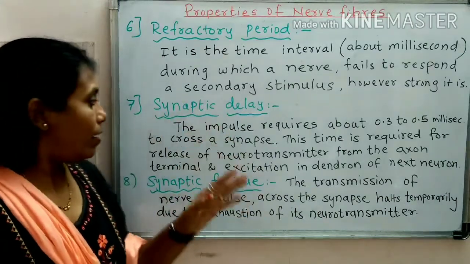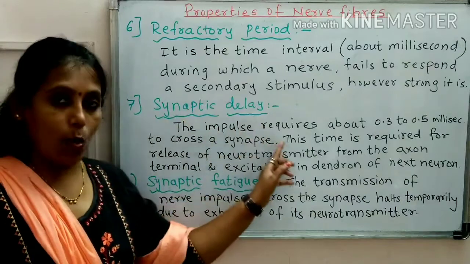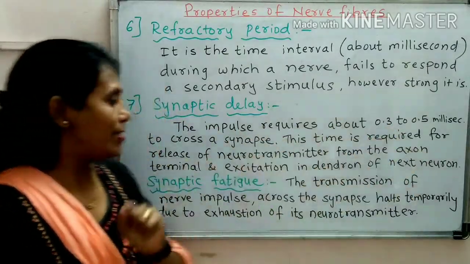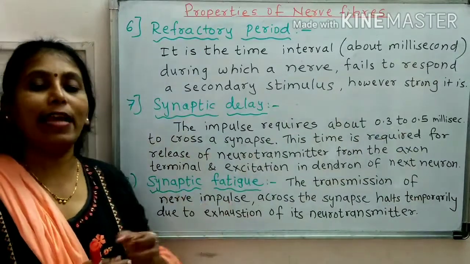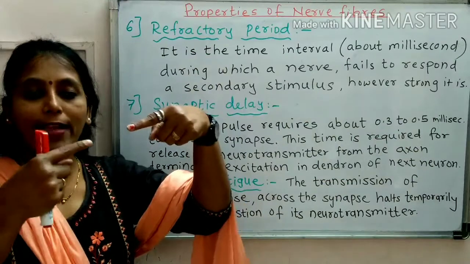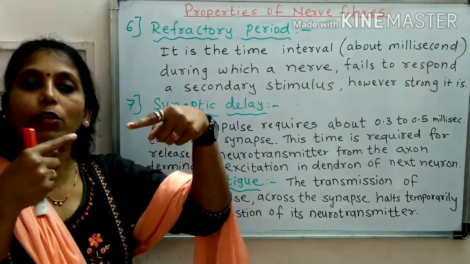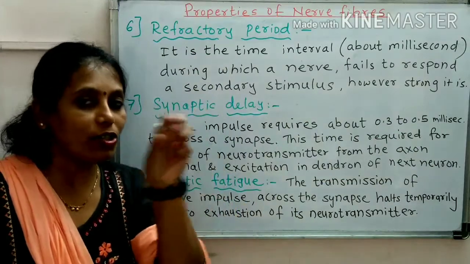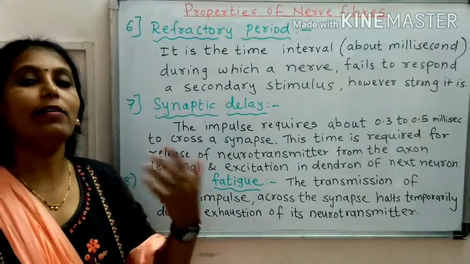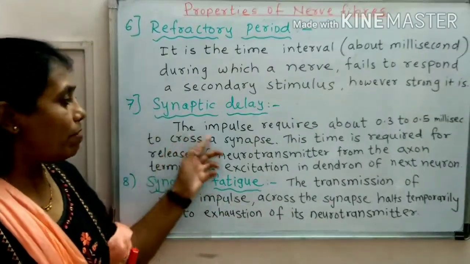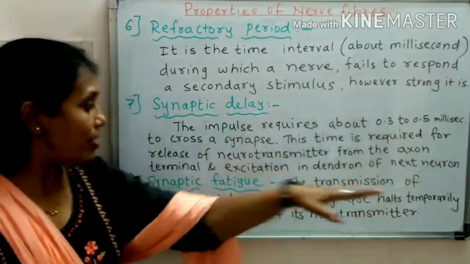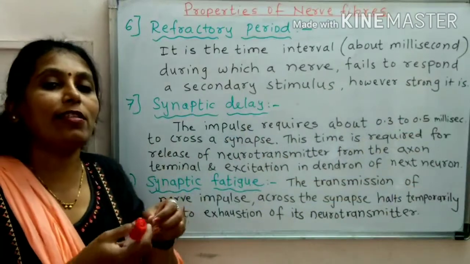Synaptic delay. The impulse requires about 0.3 to 0.5 millisecond to cross the synapse. As I told, between one neuron and a second neuron, the junction which is present is called the synapse. So the impulse requires 0.3 to 0.5 millisecond to cross the synapse.